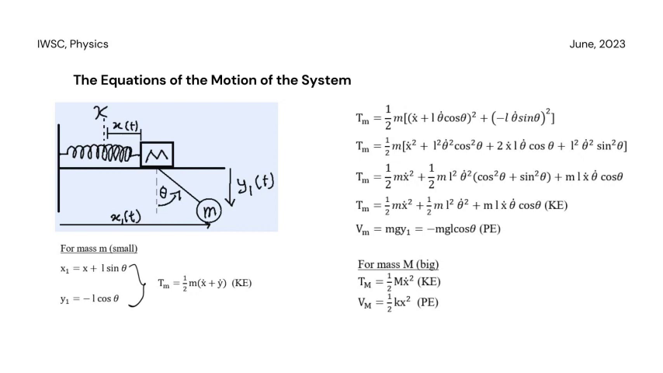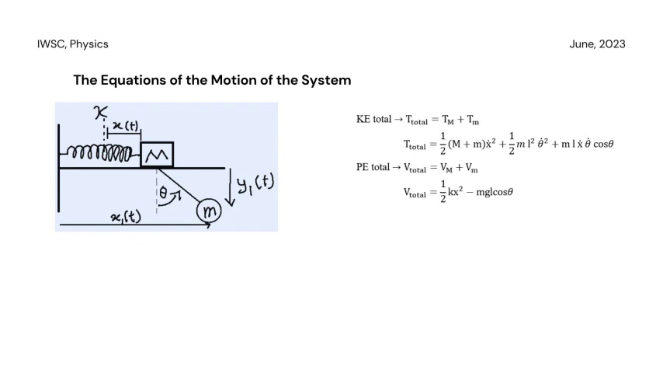Then for mass m or M1, Tm equals 1/2 m x dot squared and Vm equals 1/2 k x squared. The total kinetic energy in the system, T total equals 1/2 times (m plus m) times x dot squared plus 1/2 m l squared theta dot squared plus m l x dot theta dot cos theta. The total potential energy in the system, V total equals 1/2 k x squared minus 2 m g L cos theta.